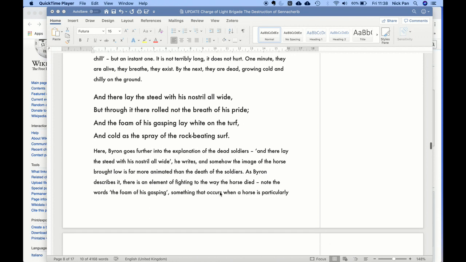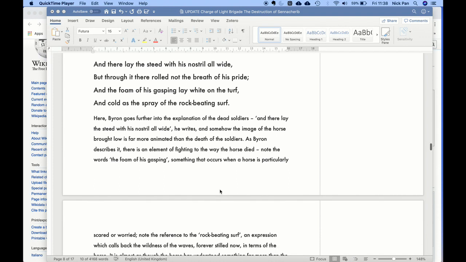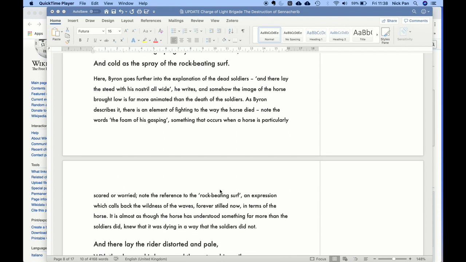And there lay the steed with his nostril all wide, but through it there rolled not the breath of his pride, and the foam of his gasping lay white on the turf, and cold as the spray of the rock-beating surf. So the rock-beating surf, the rock-crushing froth of a wave. Here Byron goes further into the explanation of the dead soldiers.